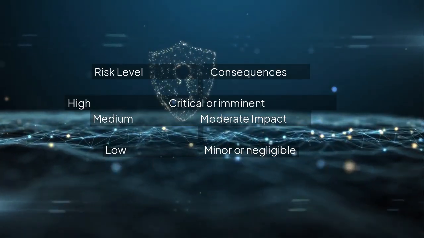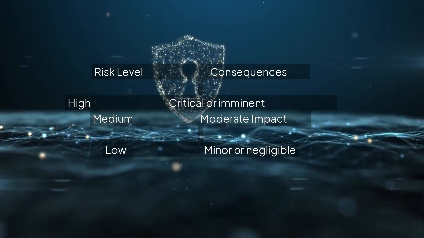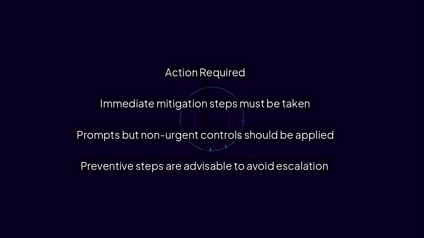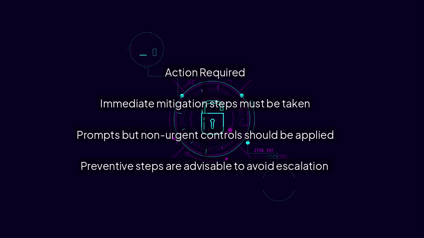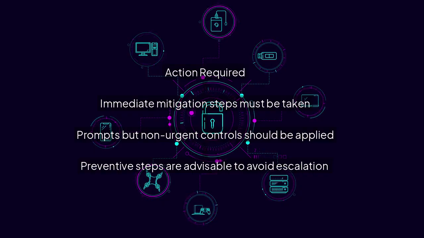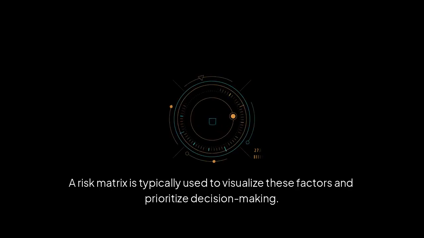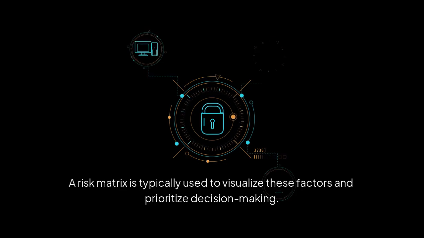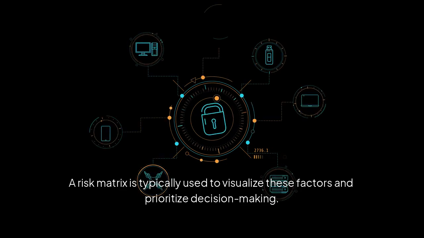Risk level consequences. High, critical or imminent: immediate mitigation steps must be taken. Medium, moderate impact: prompt but non-urgent controls should be applied. Low, minor, or negligible: preventive steps are advisable to avoid escalation. A risk matrix is typically used to visualize these factors and prioritize decision-making.